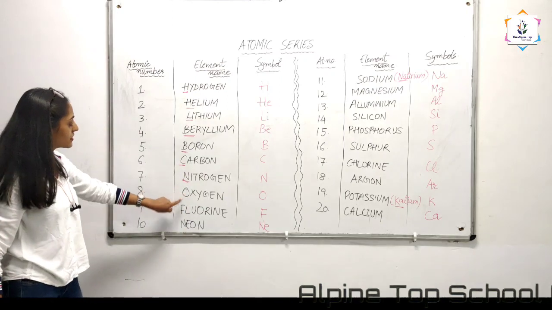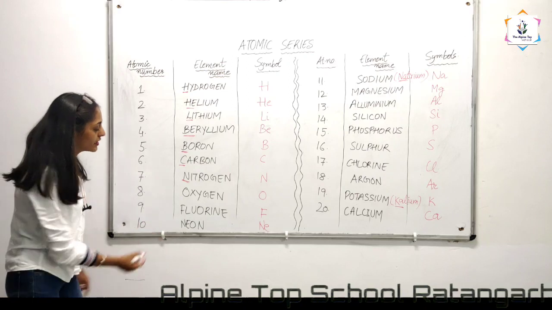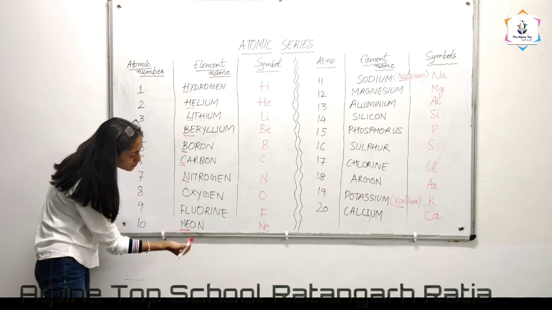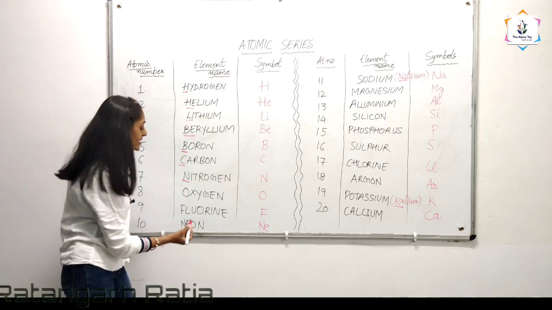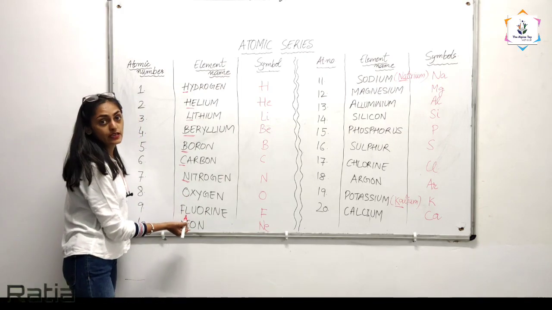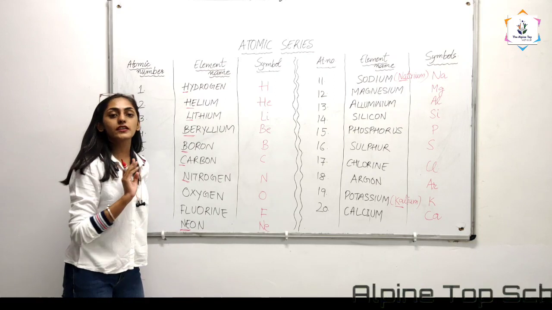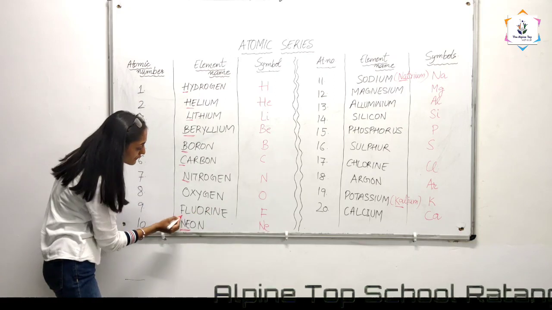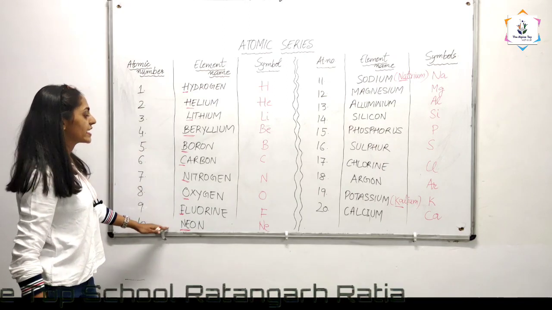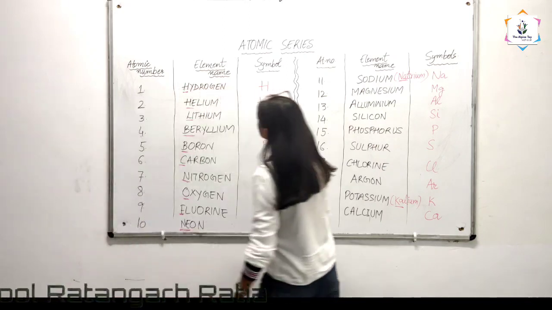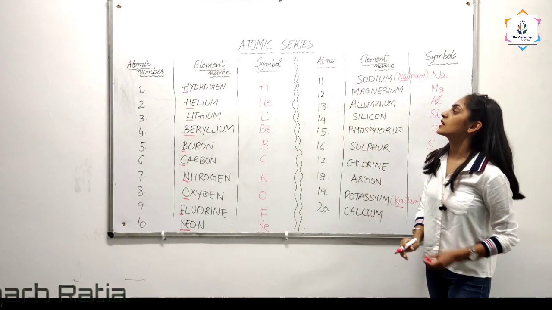Then there is oxygen, fluorine, neon. Here neon is first 2 letters. A lot of students make the mistake of writing Fl for fluorine. For fluorine it is not Fl, it is only F, the first letter. So this is number 1 to 10 and their symbols. Then moving on to number 11.